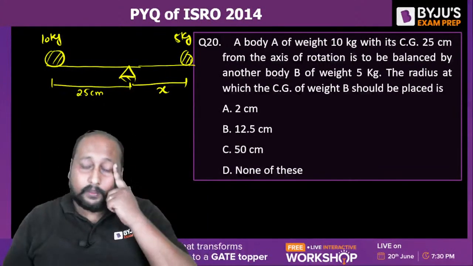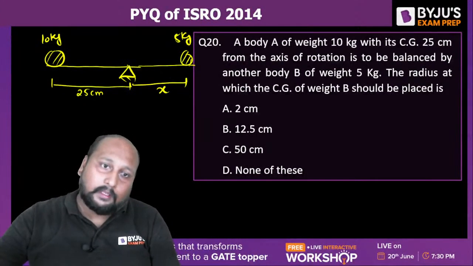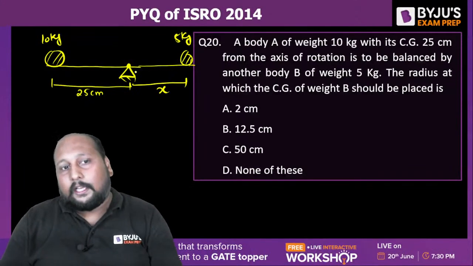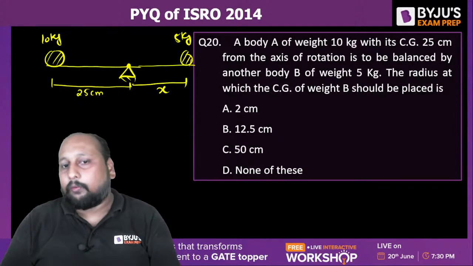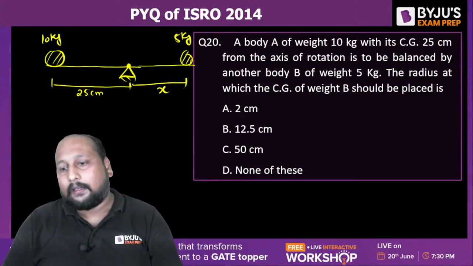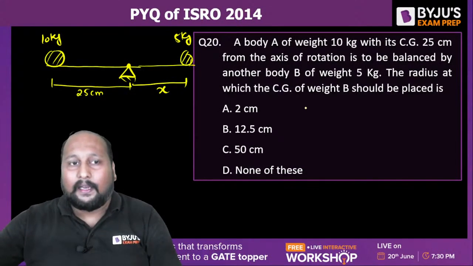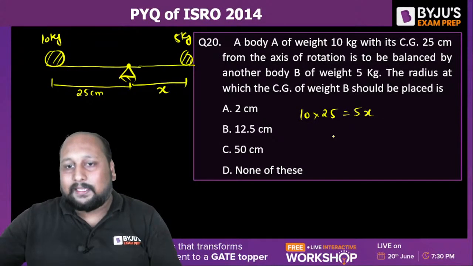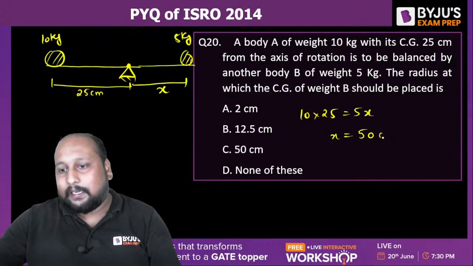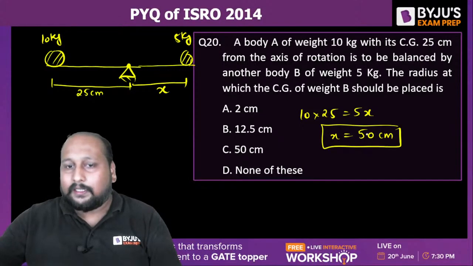Simple question. Take the moment about this hinge point and tell me within 10 seconds the correct answer. 2 centimeter, 12.5 centimeter, 50 centimeter. A, B, C, or D. Simple, yaar. 10 into 25 is equal to 5 into X. X is equal to 50 centimeter. Option C is the correct answer.